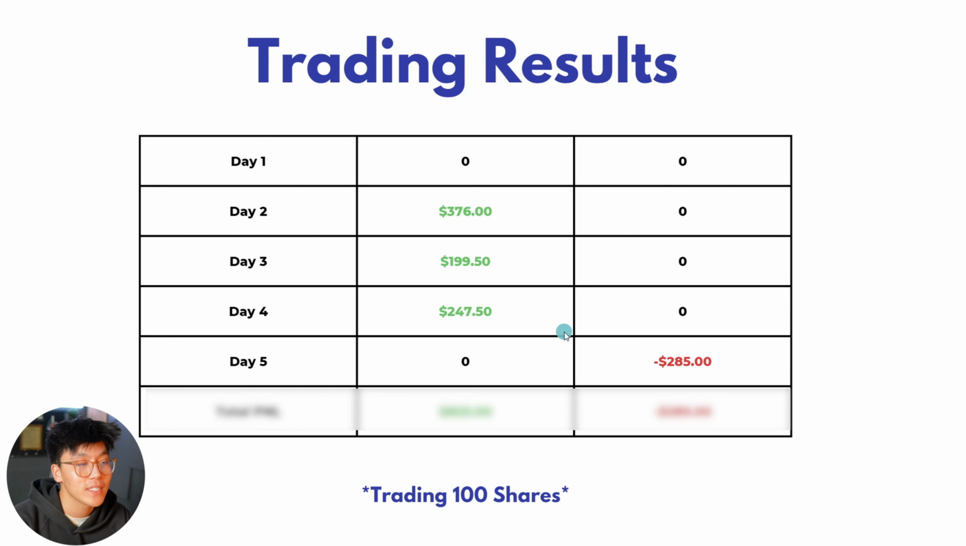So as you can see, if we add up the total P&L for the green days, it totals up to $823. And if we add up the total red days, it equates to $285 in the red. If we took every single trade with 100 shares, we would be left with a total P&L of $538 to end off the week.